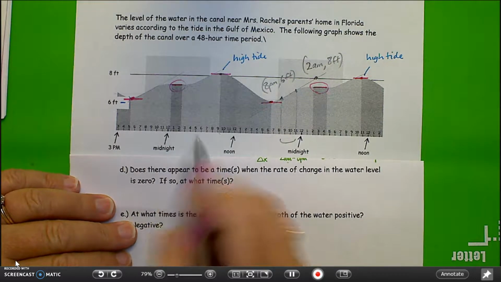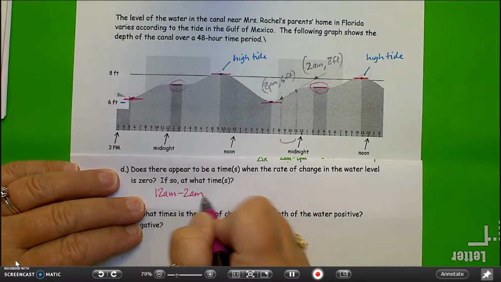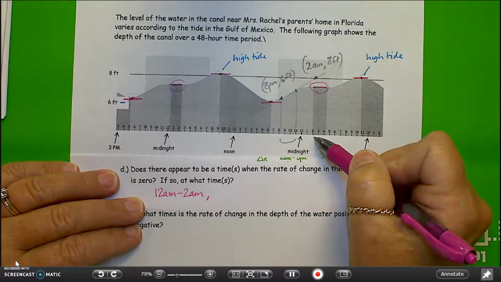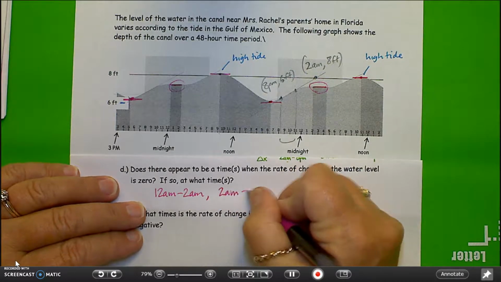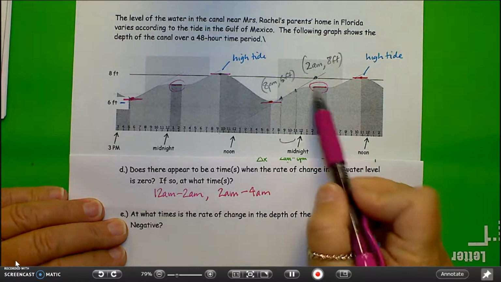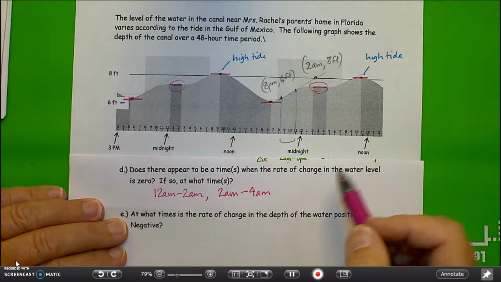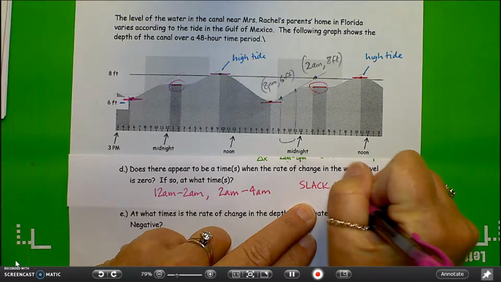So what times are those? Let's say from midnight to 2 a.m. on the first day, and the second one would be here, that's 2 a.m. to about 4 a.m. on the second day, where there's no movement at all. Those are actually, there's a name for that. It's called slack tide.